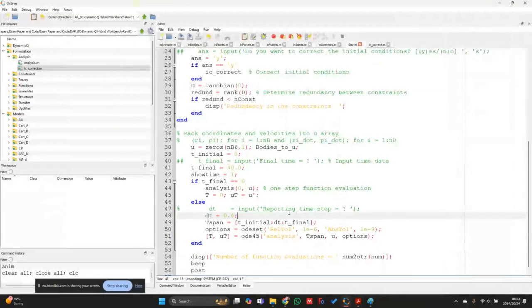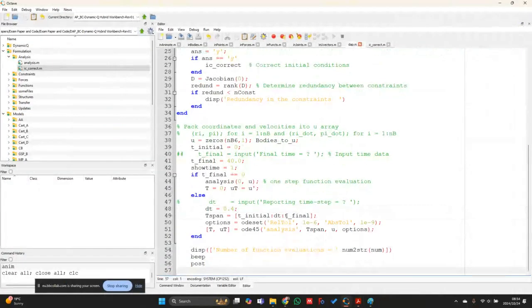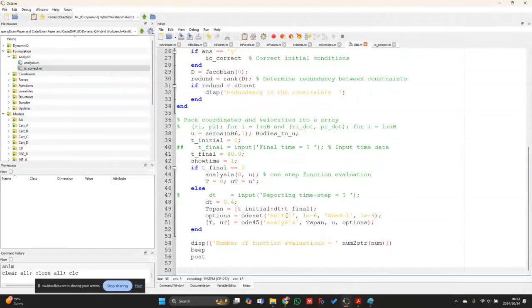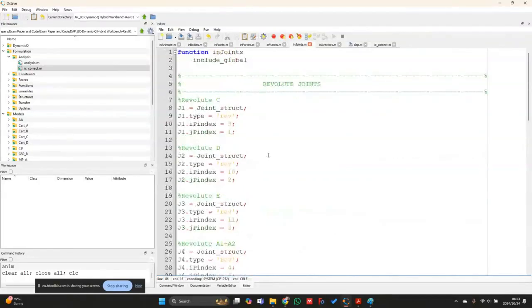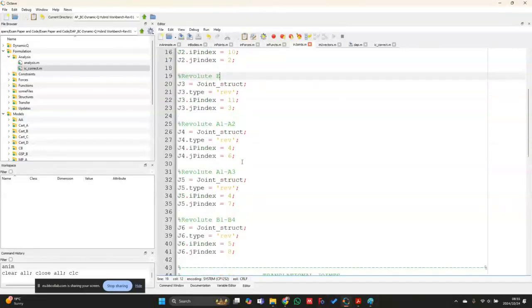So to do this, I'm going to have to utilize the Lagrange multipliers. Now, if I go down over here, I'm just going to say RA underscore X. And I need to go and check the order in which I specified these functions over here. So I started off with revolute joint C. So those would be the first 2 rows in my Jacobian matrix, but also for my Lagrange multipliers. Then revolute D is the next 2 rows, revolute E the next 2 rows, and then the one that I'm interested in first is revolute A1, A2. So those are the next 2 rows.